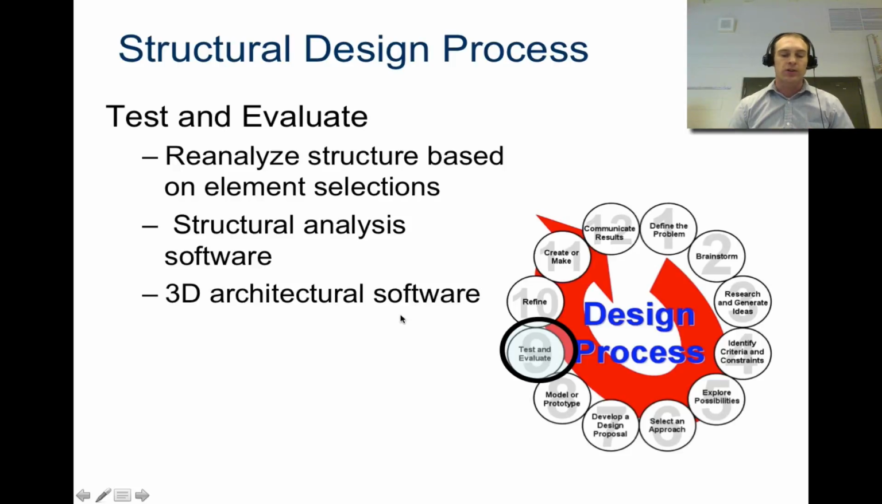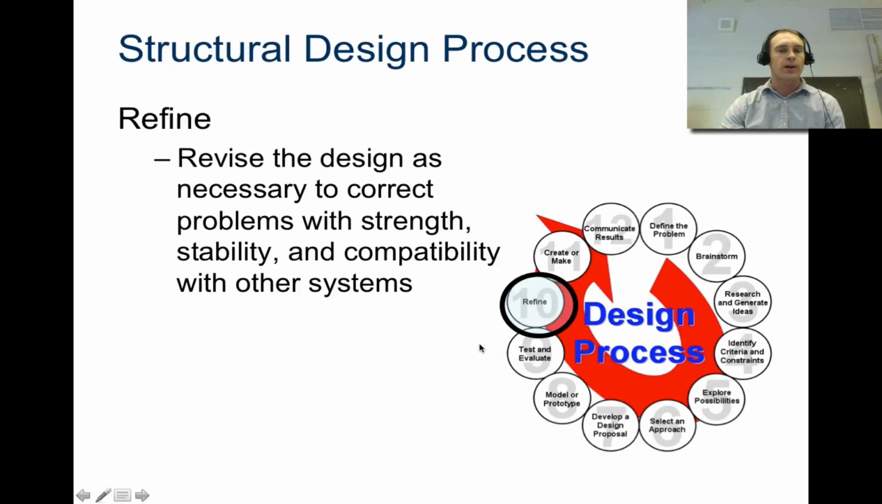So for example, if you choose a joist that weighs 20 pounds per foot, that'd be a pretty heavy joist, but then it turns out that's not strong enough to handle the loads based on your structural analysis software, then you might say, okay, we're going to have to revise this and choose a 25 pound per foot. So it's going to be heavier, but it's actually a stronger beam. That's where you are revising and refining things based on your testing and evaluations.